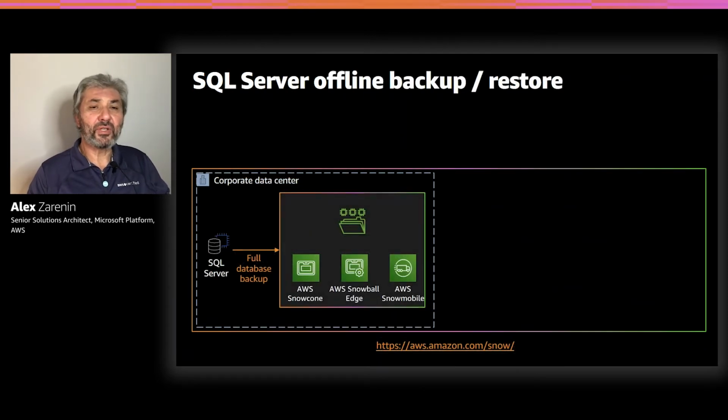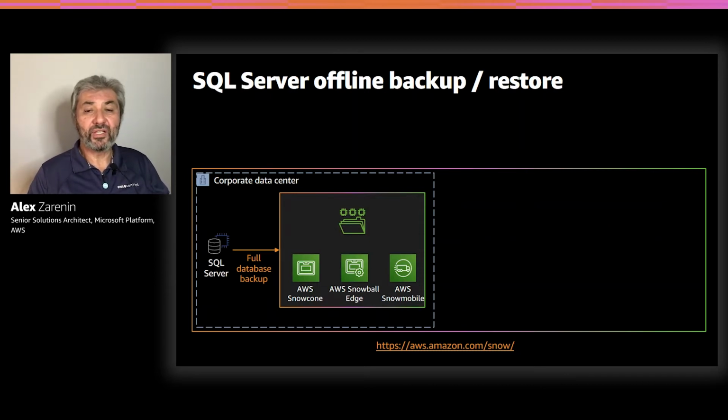What if the size of your database backup exceeds the throughput of your VPN or Direct Connect link to AWS, precluding you from uploading your backup to AWS in a reasonable amount of time? That's where the AWS Snow family of products come to the rescue. They range in capacity from 8 terabytes for Snowcone to 80 terabytes for Snowball Edge to hundreds of petabytes for Snowmobile. Snow family devices and vehicles are owned and managed by AWS and are delivered to your premises upon request.